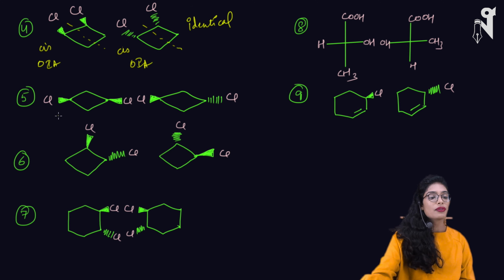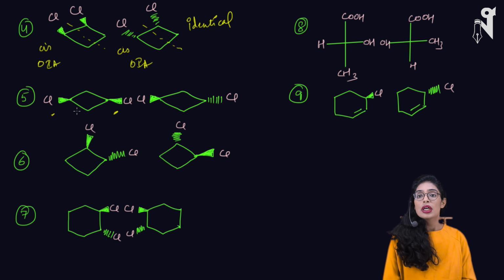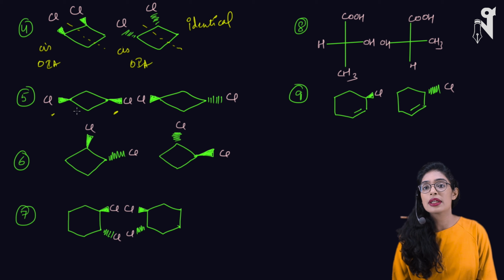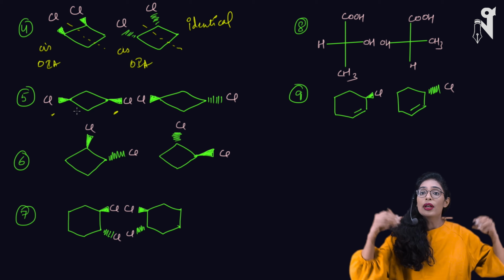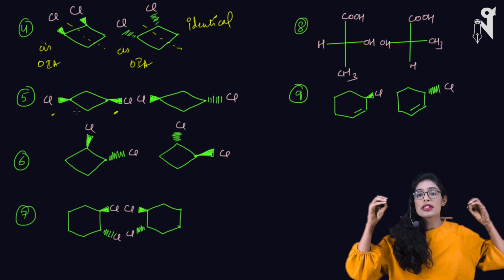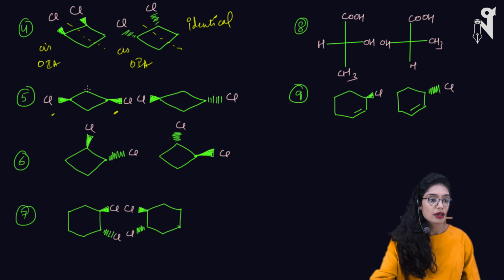Now go to question number five. In question number five, we have an even membered ring where the two groups are in opposite directions with respect to each other. If you remember, we had spoken about even numbered rings when we were checking the optical activity. I told you whenever you have an even membered ring, no matter if the same groups are present in opposite directions, in cis form or in trans form, they will always possess a plane of symmetry. So there will be a plane of symmetry here.